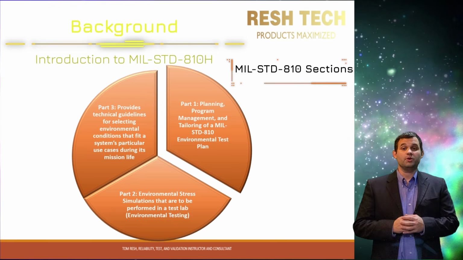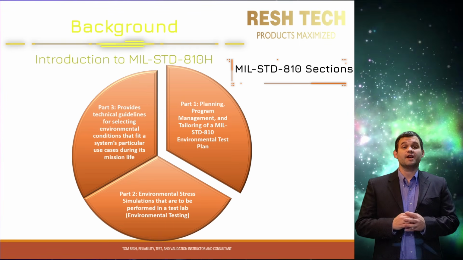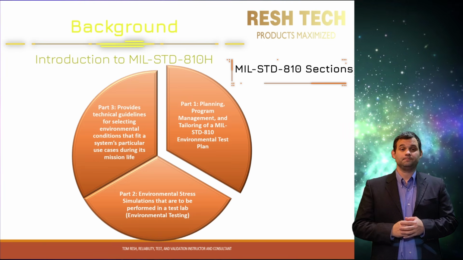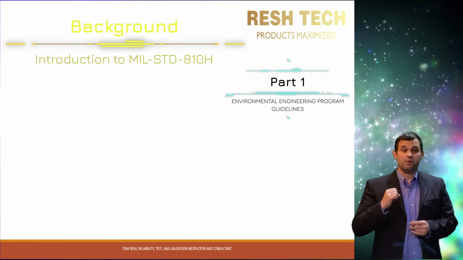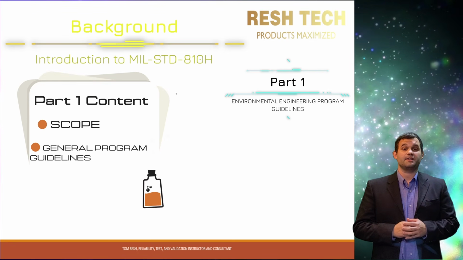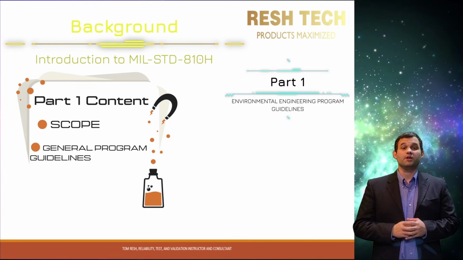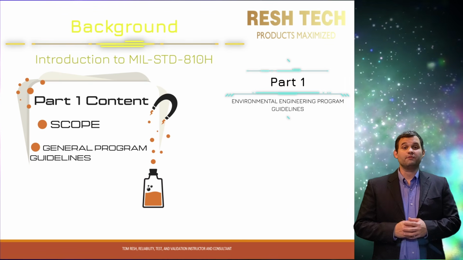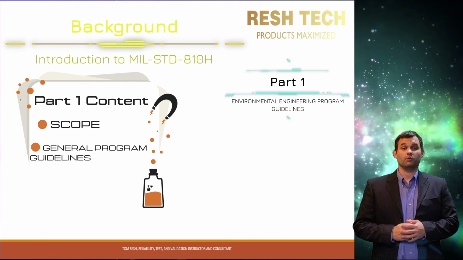We will cover parts 2 and 3 in greater detail in following videos in this series, so stay tuned for next week and the weeks to come for more videos on this topic. For this video, we will be doing a brief introduction for part 1 of the MIL-STD-810H, so let's get started. Part 1 includes scope, applicable documents, definitions, and general program guidelines. We will focus briefly on the scope section and the general program guidelines section of part 1.